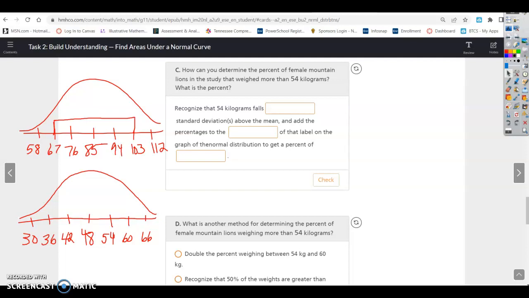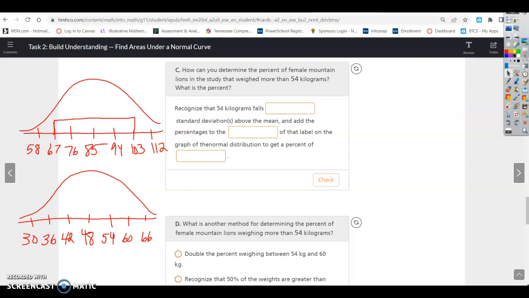Lesson 19.2, Task 2. All right, so this is the conclusion of the task that we started in the last video. So we are on part C. It says, how can you determine the percent of female mountain lions in the study that weighed more than 54 kilograms? What is the percent?